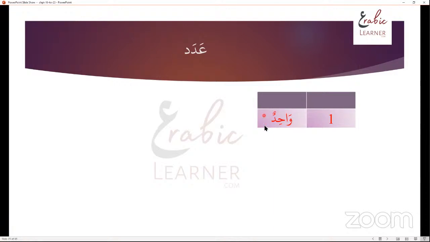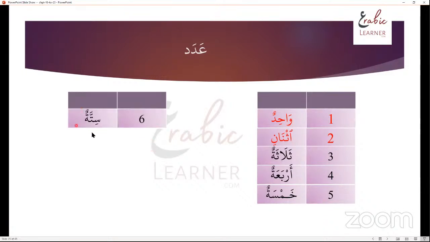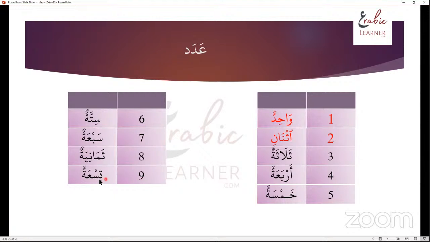Now, one is called wahidun, two is called ithnani, three is called thalathatun, four is called arba'atun, five is called khamsatun, six is called sittatun, seven is called sab'atun, eight is called thamaniyatun, nine is called tis'atun, and 10 is called asharatun. 10 is called asharatun.